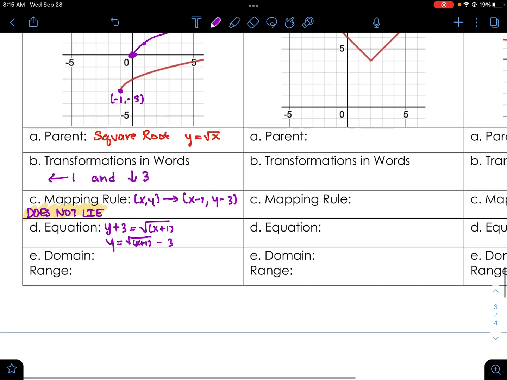And if we're looking at our graph here, we can see that our domain would be bracket -1 to infinity, and our range would be bracket -3 to infinity.